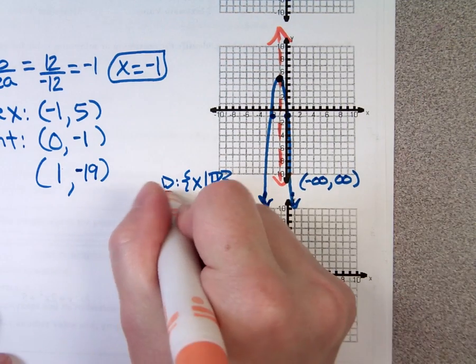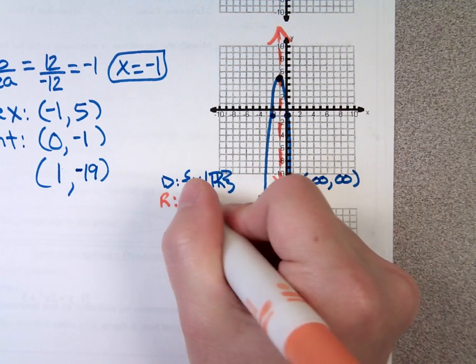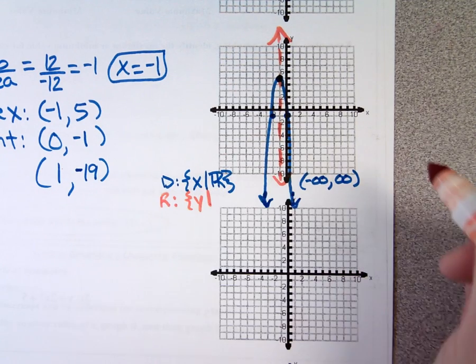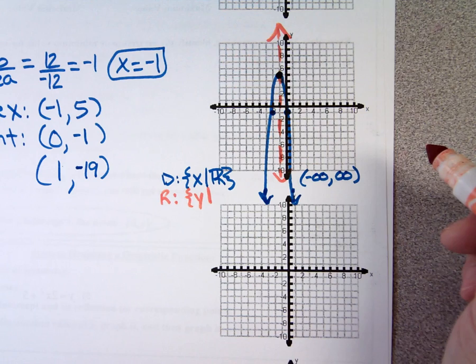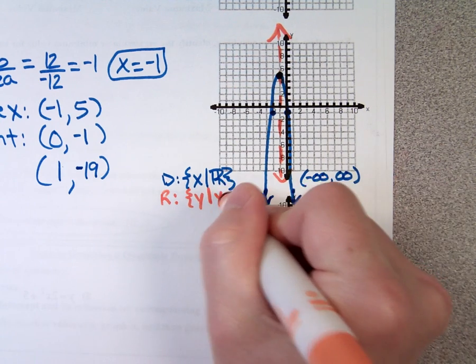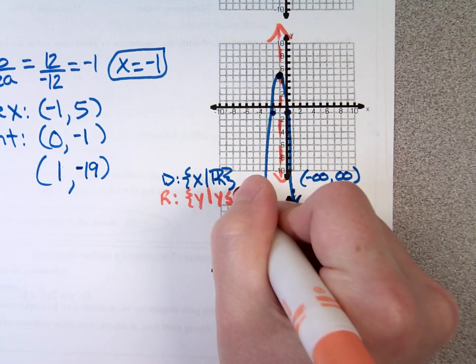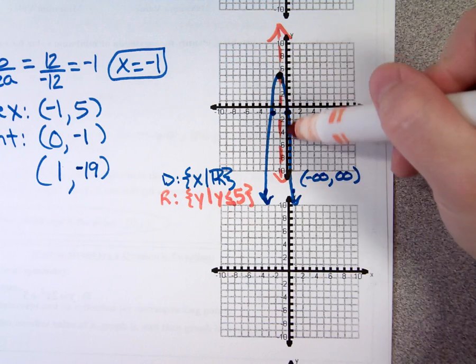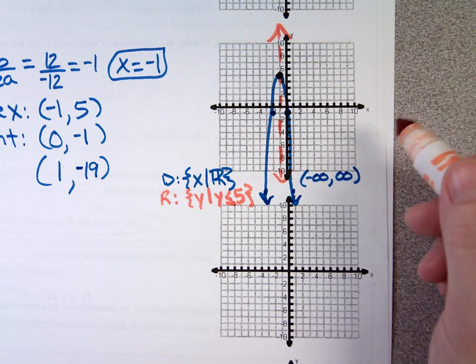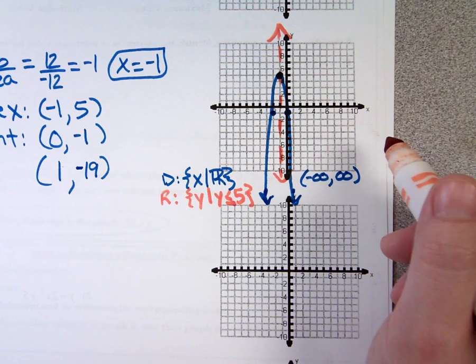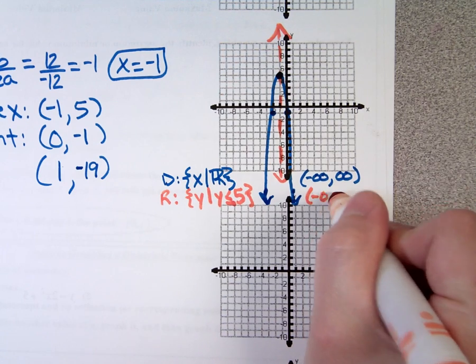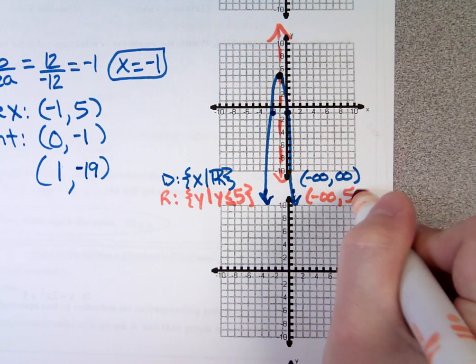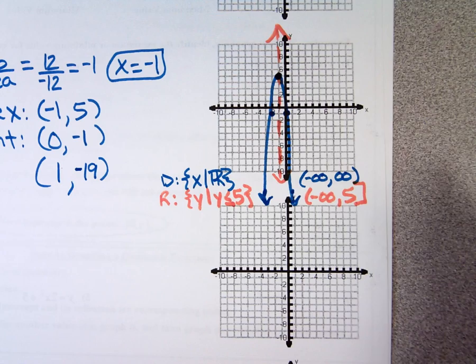Okay, range: y such that y is less than or equal to 5. 5's your highest y, and then they go down, down, down, so the y's get smaller. Okay, how about interval notation? Negative infinity to 5. Beautiful.